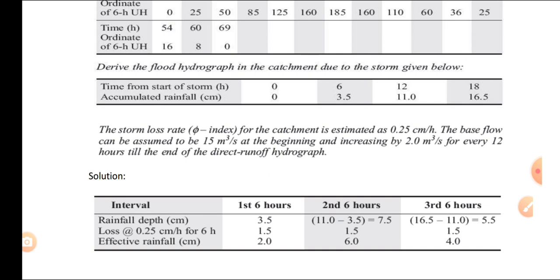First, we have to convert the unit hydrograph to the DRH. We do this by multiplying the ordinates of the unit hydrograph by the effective rainfall. Then we convert the DRH to the flood hydrograph by adding the base flow to the ordinates of the DRH.